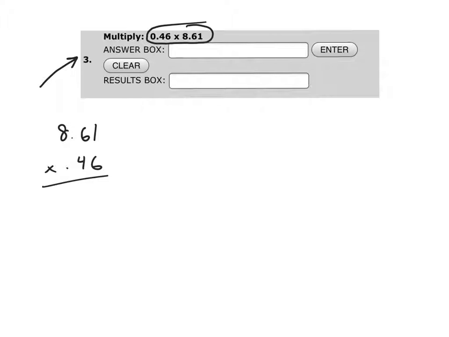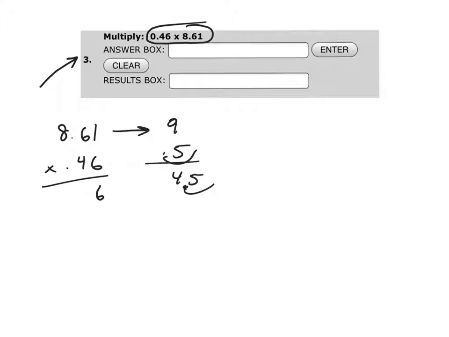First of all, let's estimate first this time. 8.61, let's round that up to 9. And then let's say 0.46. Let's round that to 0.5. 9 and 0.5. 9 times 5 is 45. The decimal's moved once, so about 4.5. Let's see what we get. Let's see if that's reasonable.